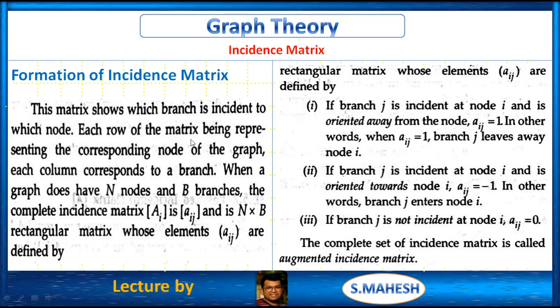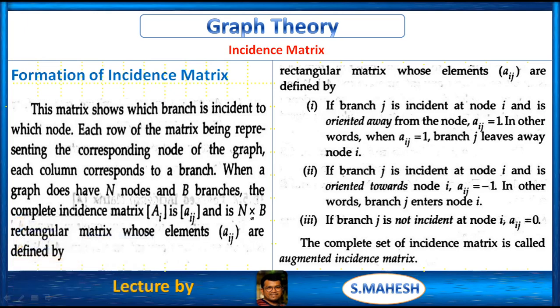Each row of the matrix represents the corresponding node of the graph, and each column corresponds to a branch. So each row represents a node, and each column represents a branch. When a graph has n number of nodes and b number of branches, the complete incidence matrix is represented by A, with elements Aij, and the class of that matrix is n by b.